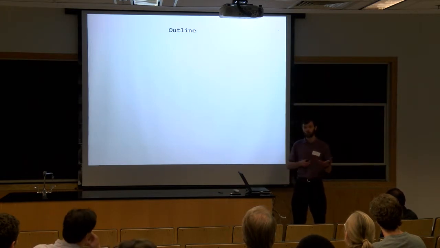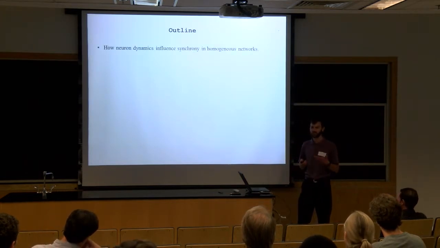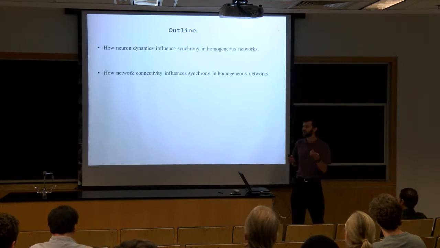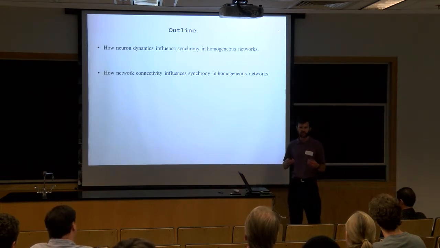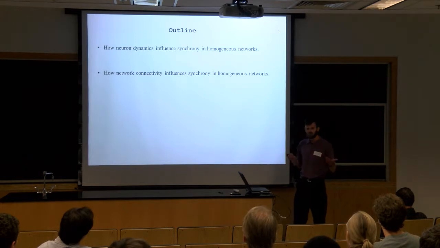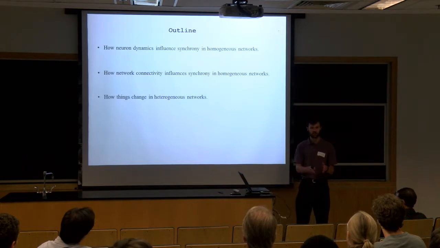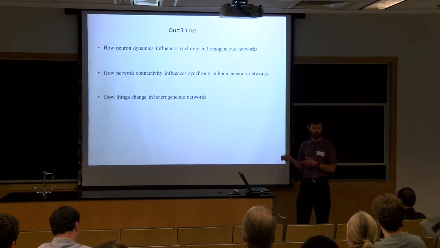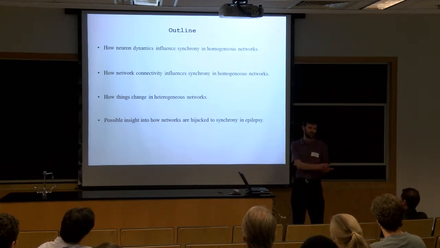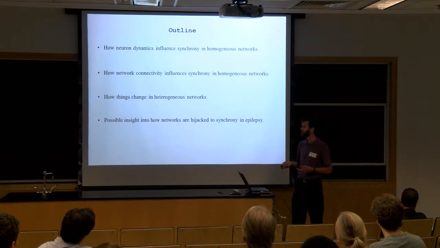So just to give you an overview of what we'll be talking about, first we're going to look at the details of neuronal dynamics and network connectivity and how those influence synchrony. Now, the theories we'll be looking at for these have only been developed for homogeneous networks, where all the neuron dynamics are the same. That's not really realistic when you're considering the brain. So for our research, we looked at heterogeneous networks and their synchronization properties. And from this, we might have some insight into how certain kinds of networks can be hijacked to synchrony in epilepsy.